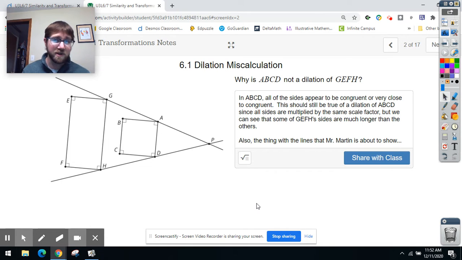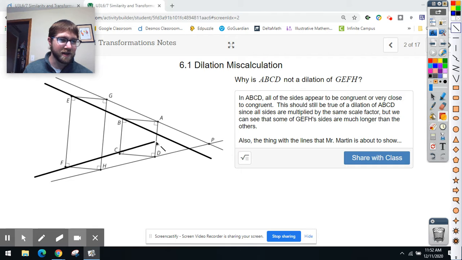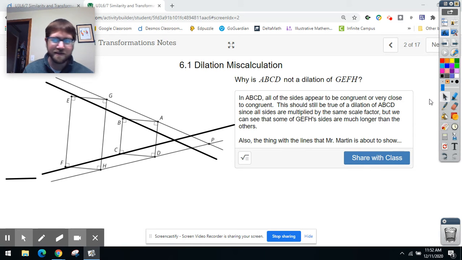The other thing that I would reference is that, hey, with a dilation, every line that goes through the image point and the original point should meet back at your center of dilation. But if you look at the line that goes through what are, supposedly, the original point C and the image point F, same with B and E, those don't all meet back at P. So that can't be a dilation. That's not right.